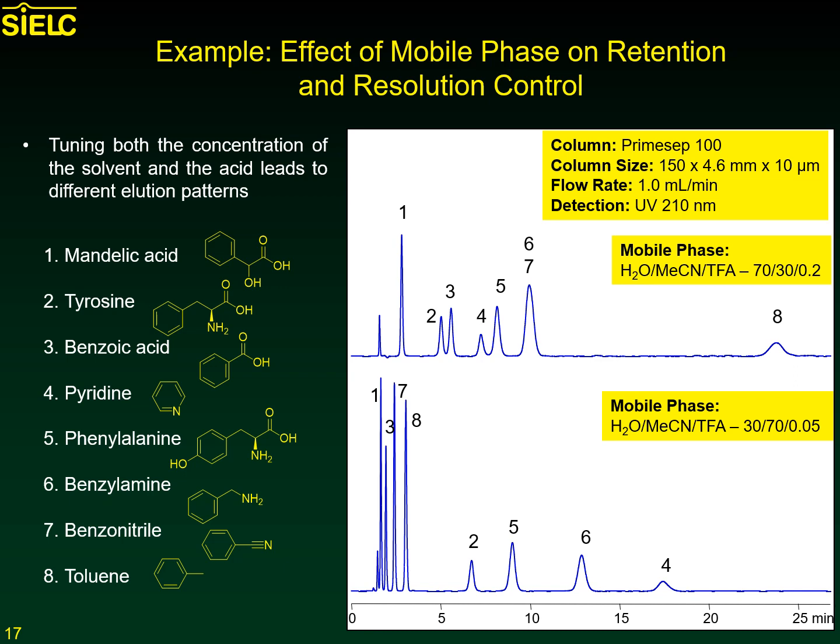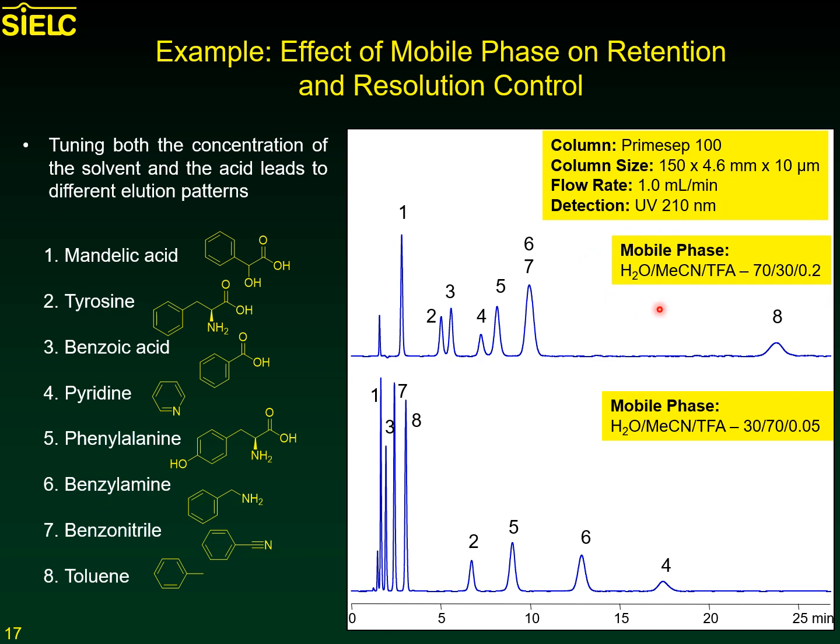In this example, we are showing the effect of the mobile phase on both retention and resolution control of different signals. The 8-component mixture shown down here is a complex mixture of compounds that are acidic in nature, basic in nature, and some that are neutral as well. I will not go over the exact chemical rationalization for the separation of these compounds. Instead, I wish to draw attention to the mobile phase composition.